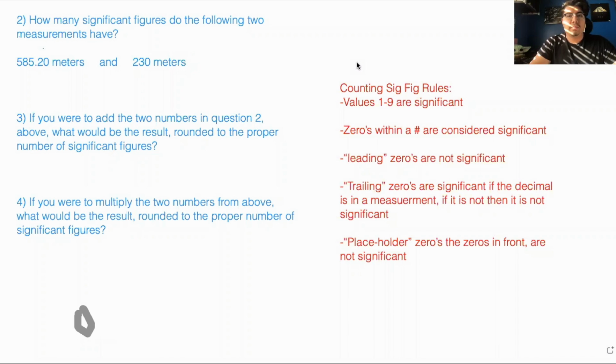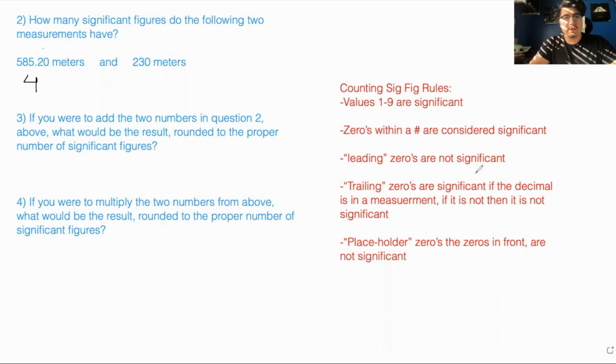Okay, so the problem is going to read, how many significant figures do the following measurements have? Based off of those rules, our first number is 585.20 meters. Knowing the rules that we have, the values 1 through 9 are significant. 5, 8, 5, and 2 are between 1 through 9. So that's for sure. We have 4 sig figs right there. And then now we go on to the 0 that we have right here. The 0 is not a leading 0.